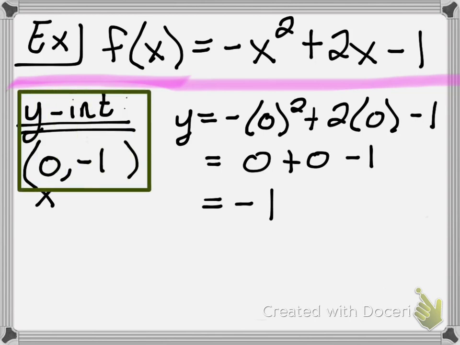Pretty straightforward. Another thing you can do is just kind of know that the negative 1 here is the y-intercept. Because with the other ones having x's with them, multiplying by 0 is going to get rid of them.